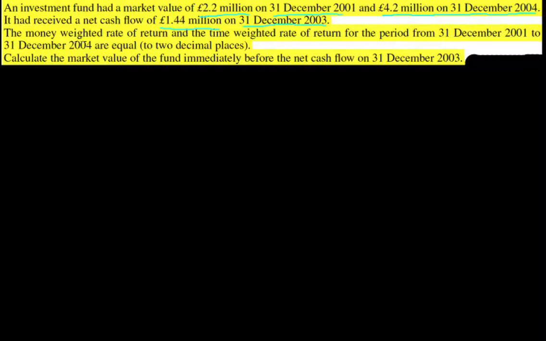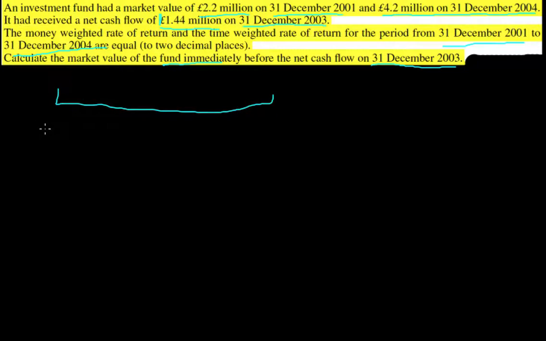It says the money weighted rate of return and the time weighted rate of return for the period going from the 31st of December 01 to the 31st of December 04 are equal to 2 decimal places. So what is the fund immediately before that cash flow on the 31st of December 03? What is this one?